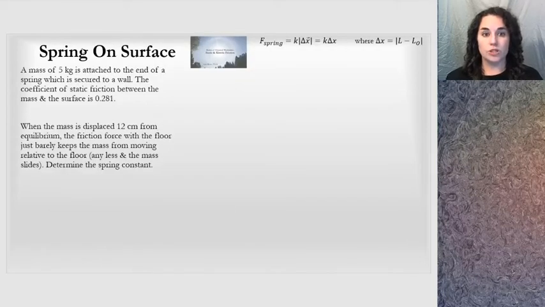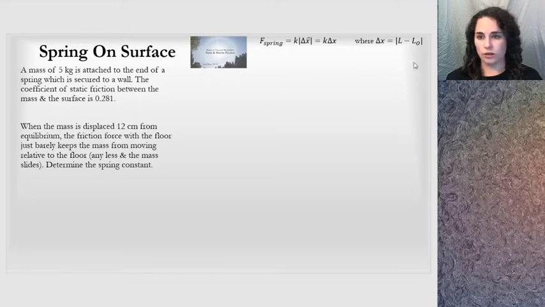The first question is spring on surface. The problem says a mass of 5 kilograms is attached to the end of a spring which is secured to a wall. The coefficient of static friction between the mass and the surface is 0.281.